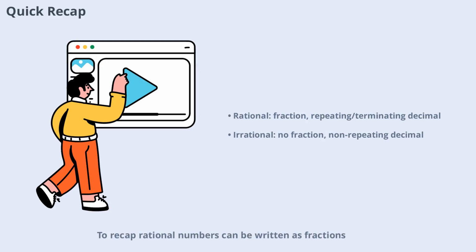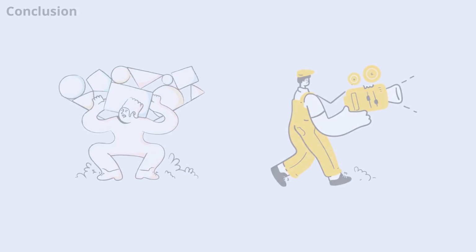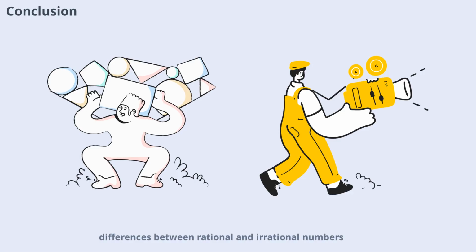To recap, rational numbers can be written as fractions and have decimals that terminate or repeat. Irrational numbers cannot be written as fractions and have decimals that go on forever without repeating. Both types are essential parts of the real number system. Now you know the key differences between rational and irrational numbers, along with some common examples. This understanding will help you in your math studies and in recognizing different types of numbers in everyday life. Keep exploring and you'll discover even more fascinating facts about numbers.